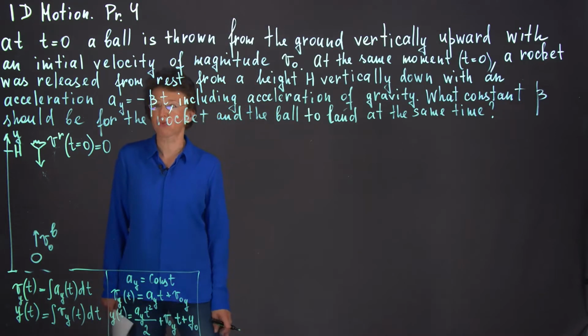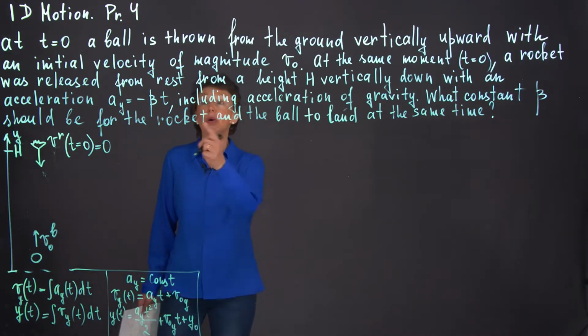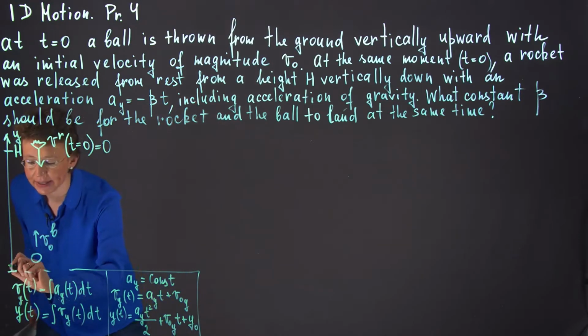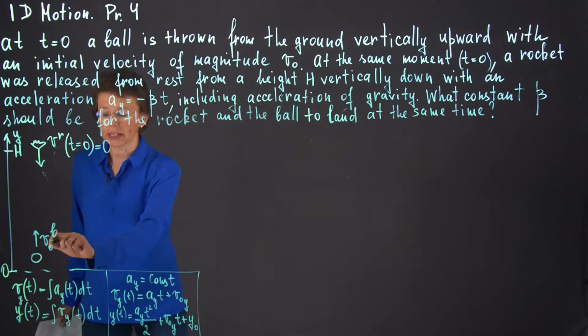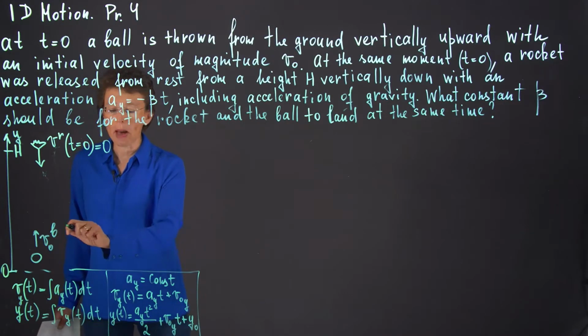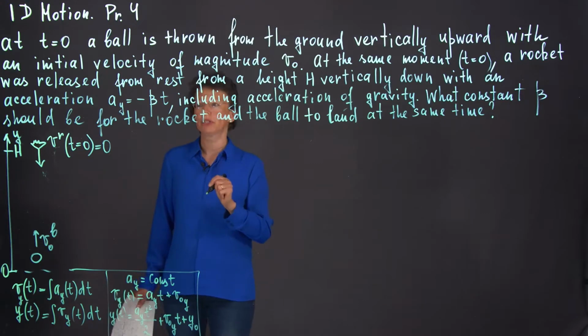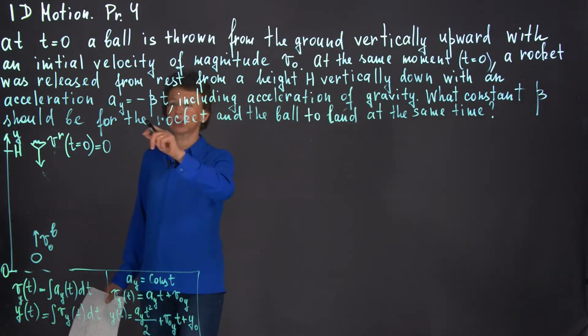This is problem 4. And in this problem, we have two objects. We have a ball that is thrown from the ground. This is ground, y0. And it is thrown with initial velocity of magnitude v naught up. At the same time moment 0, a rocket was released.